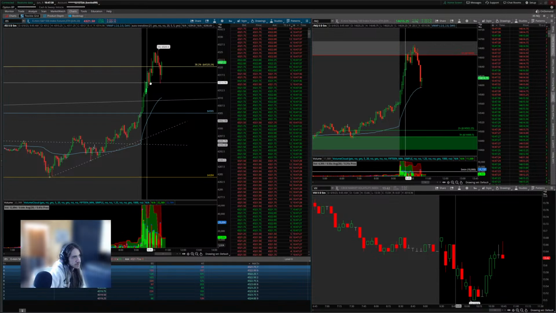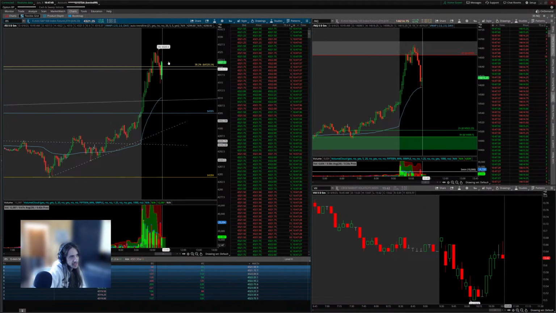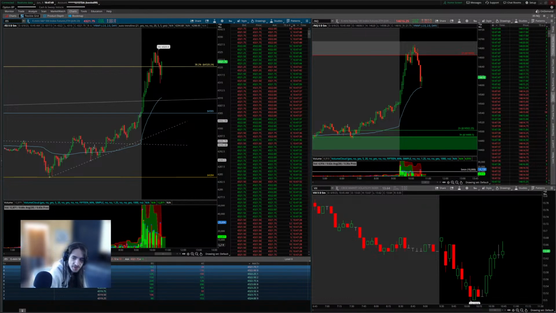Wow, look at that. Right off this area where we rejected before, right off of VWAP on NASDAQ. That was a crazy impulse move higher. Oh my god, just swallowing up that whole short.